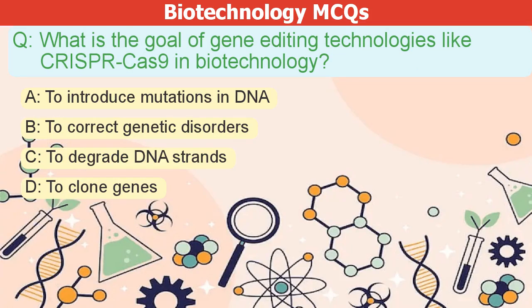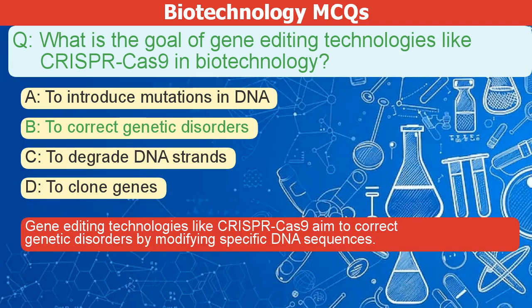What is the goal of gene editing technologies like CRISPR-Cas9 in biotechnology? A. To introduce mutations in DNA. B. To correct genetic disorders. C. To degrade DNA strands. D. To clone genes. The correct answer is B. Gene editing technologies like CRISPR-Cas9 aim to correct genetic disorders by modifying specific DNA sequences.